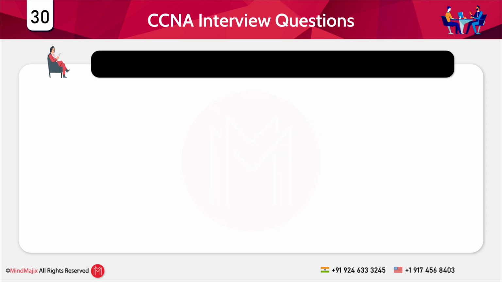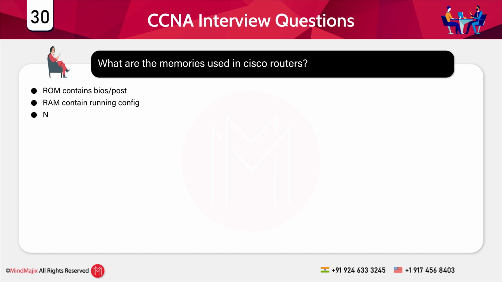Next important question in our discussion is, what are the memories used in a Cisco router? So we have ROM, we have RAM, we have NVRAM, we have flash memory. And we have the config register, but that's not normally counted as memory. It's just a setting.